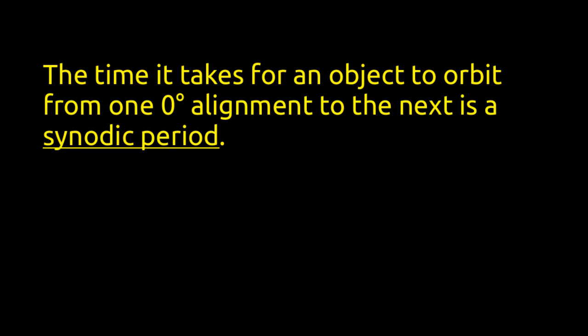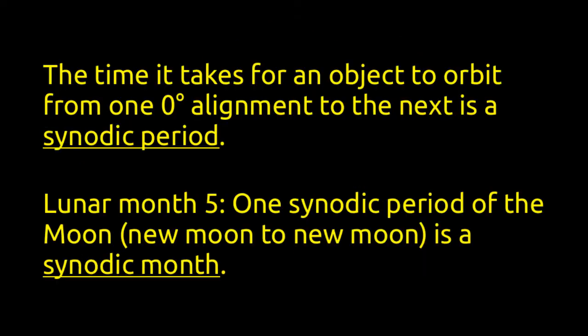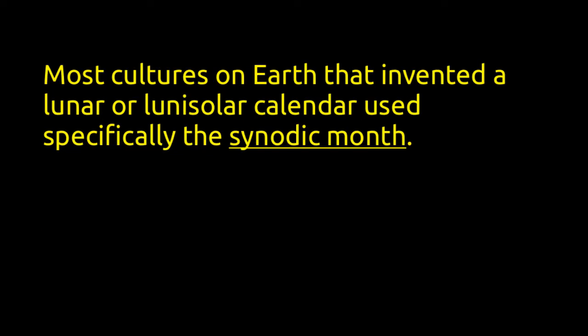If that explanation sounds too complicated to you, the Sun-Earth-Moon system has the nice property that the Sun is an emitter of light, which travels in straight lines, thus elegantly manifesting these angles as phases of the moon. The time from a new moon to the next new moon is a synodic month. And in fact, most of Earth's cultures that develop the lunar or lunisolar calendar use specifically the synodic month.